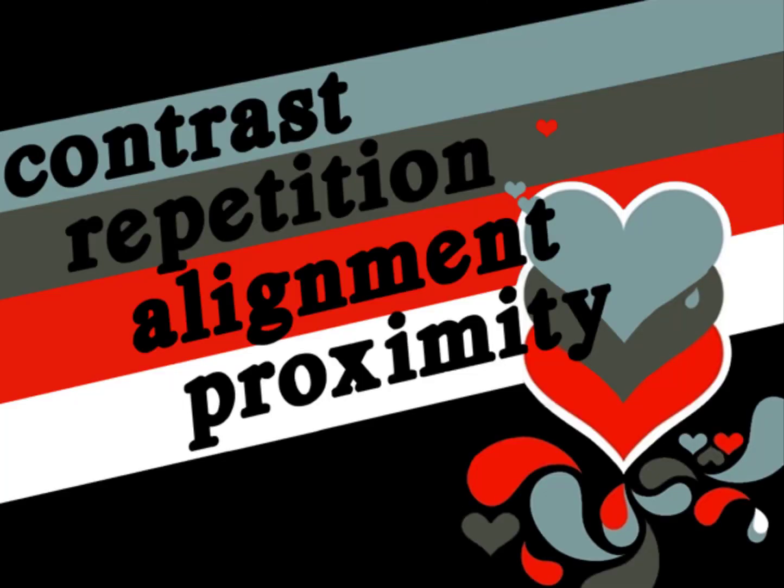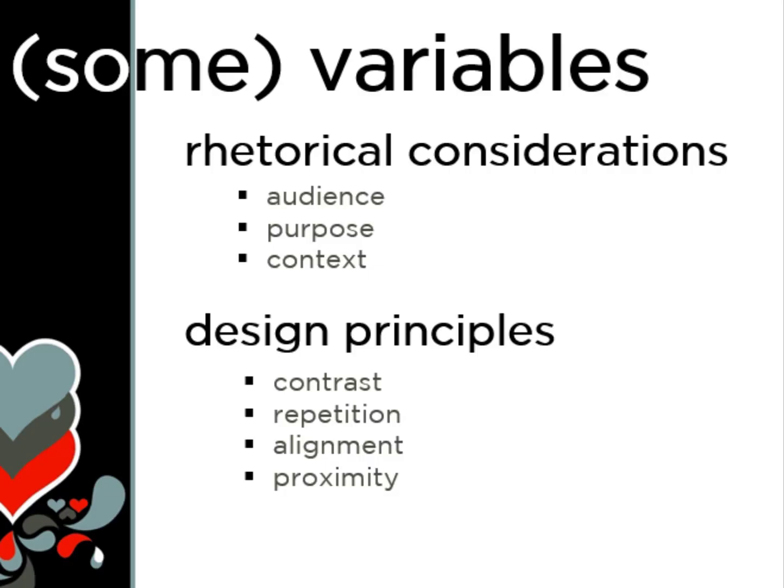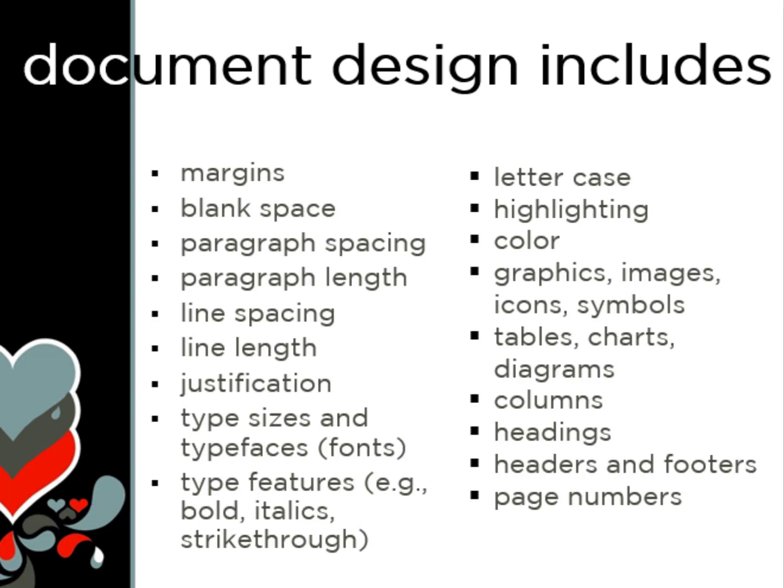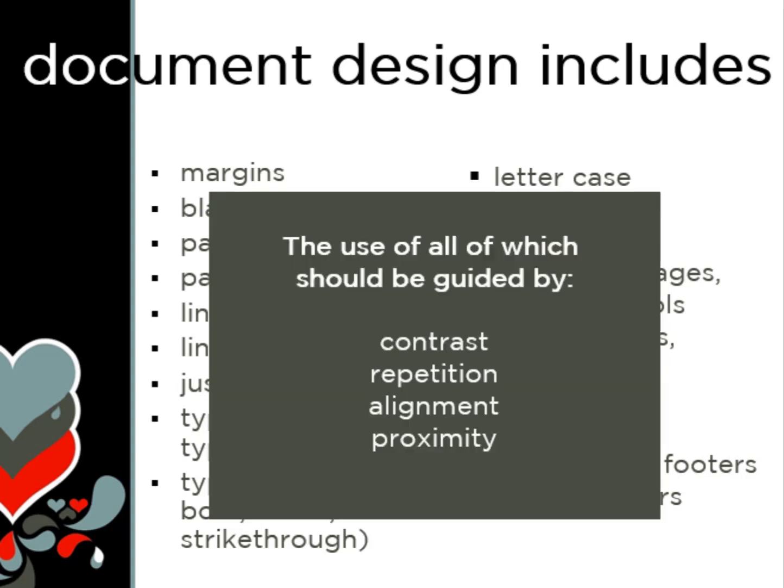We've already read about CREP, discussed rhetorical variables, and explored design principles, so this is primarily a recap, but illuminated with examples. Our rhetorical considerations are audience, purpose, and context, and our design principles include contrast, repetition, alignment, and proximity. Our document design considerations include things like margins, blank or white space, paragraph spacing, line spacing, letter case, the use of color, and much more. And for all of these, contrast, repetition, alignment, and proximity are excellent tools.